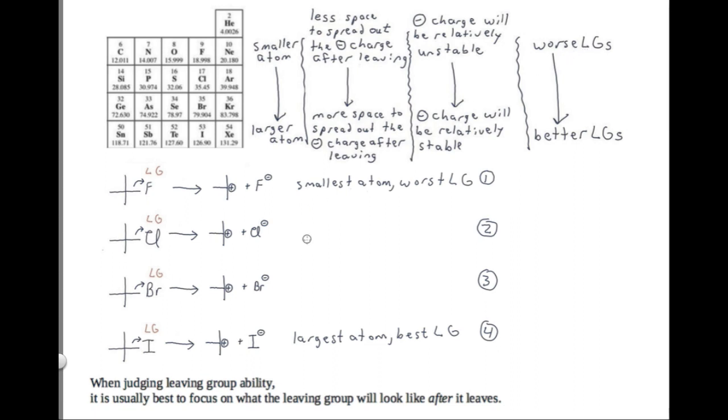That explains why in this list, fluorine is the worst leaving group, because it's the smallest atom with the most concentrated and least stable negative formal charge after it leaves. Chlorine is a better leaving group than fluorine because it's larger. Bromine is a better leaving group than chlorine, and iodide is the best of these leaving groups because it has the largest atom, which is best able to stabilize the negative formal charge after it leaves, making it easiest for iodide to leave in the first place.